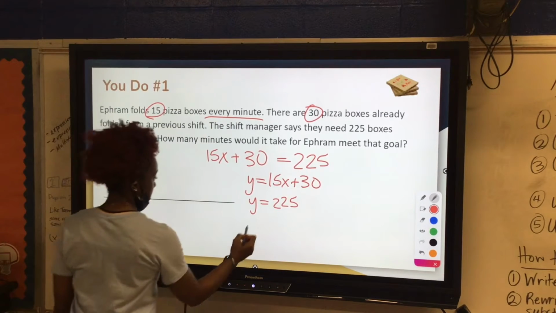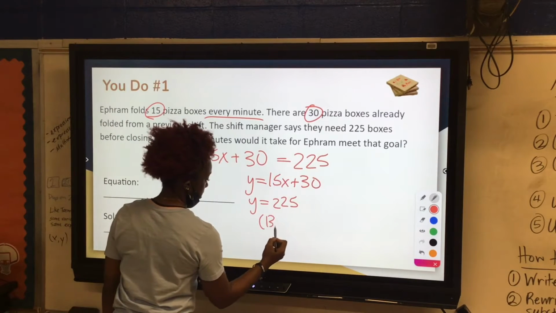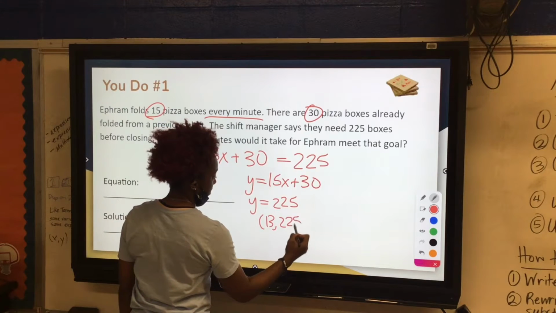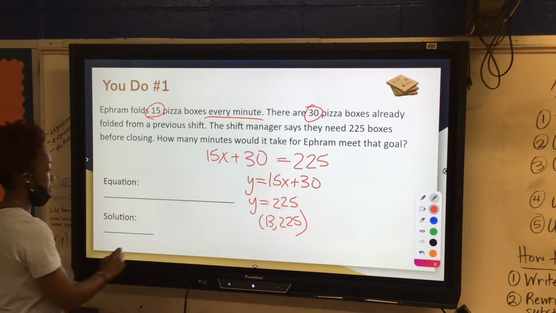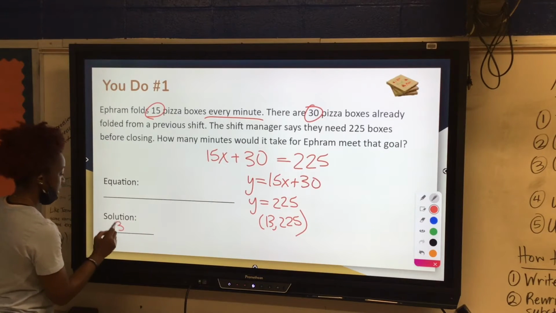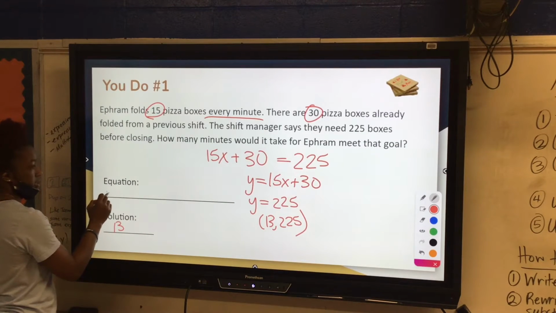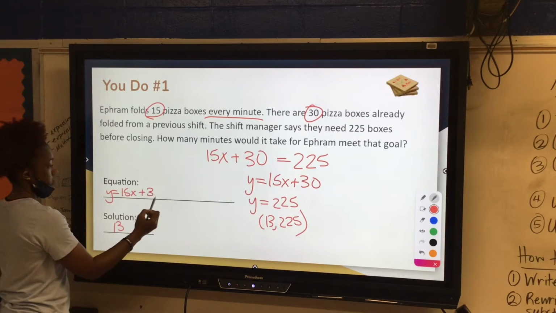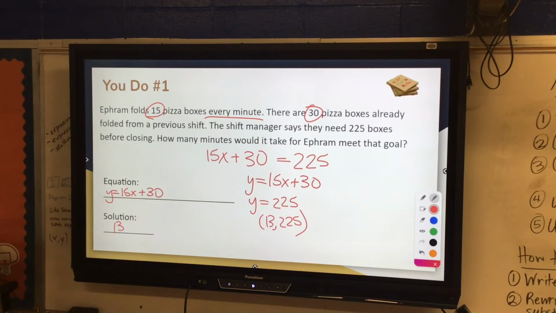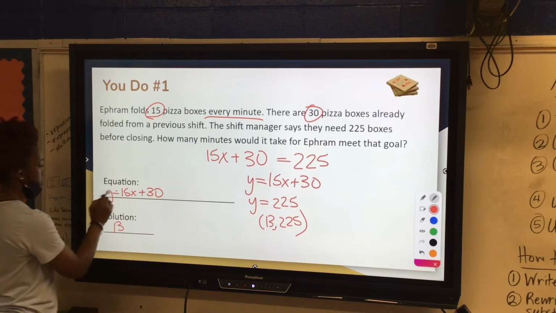13, comma 225. Okay, so our solution. So how many minutes would it take for him to meet that goal? 13. It would only take him 13 minutes.